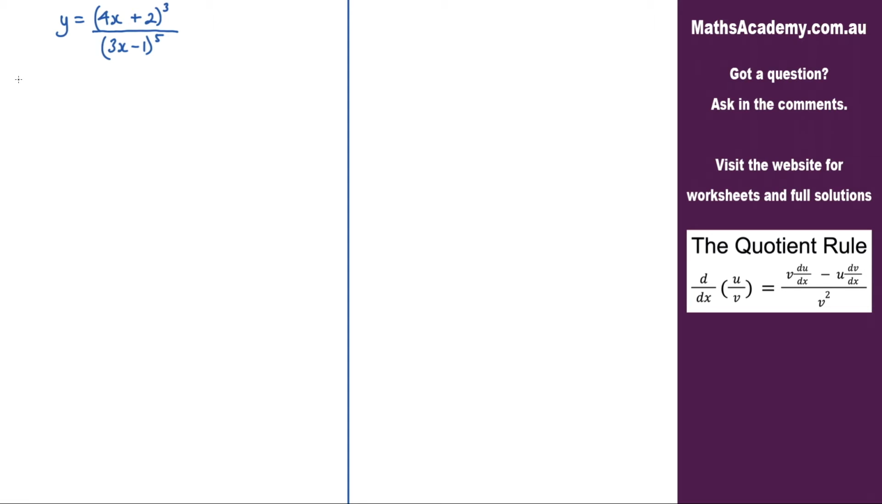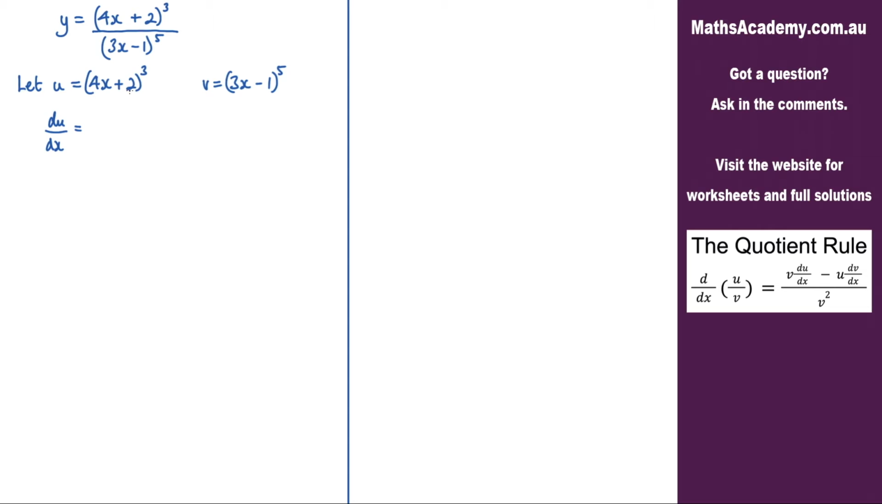Let's start by making the substitutions. So let u equal (4x + 2) to the power of 3, and v is (3x - 1) to the power of 5. Now we can go ahead and differentiate both of these.